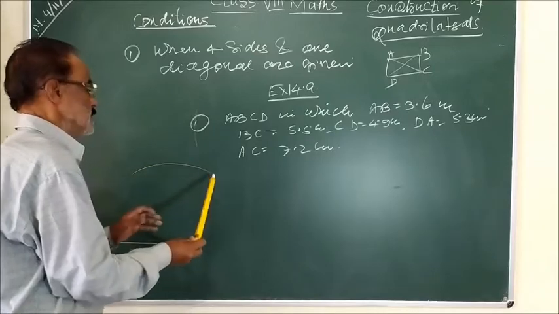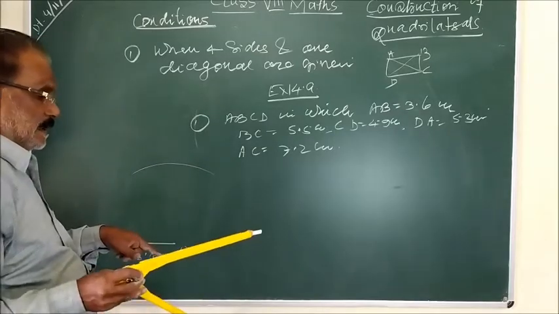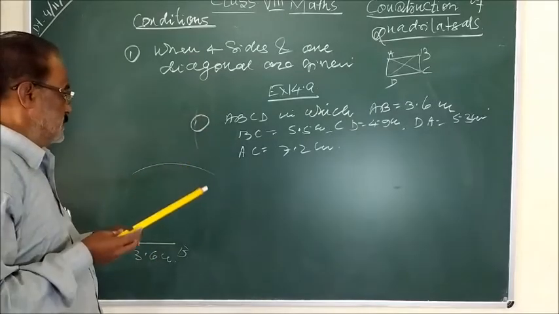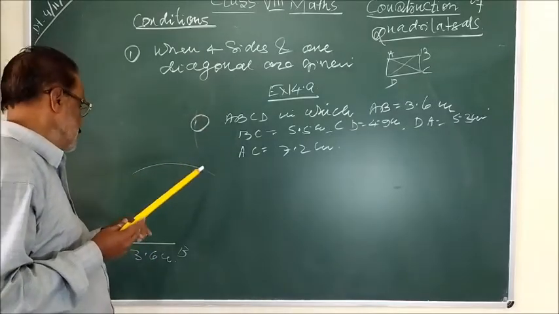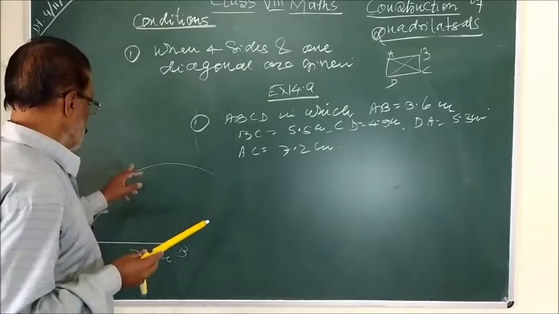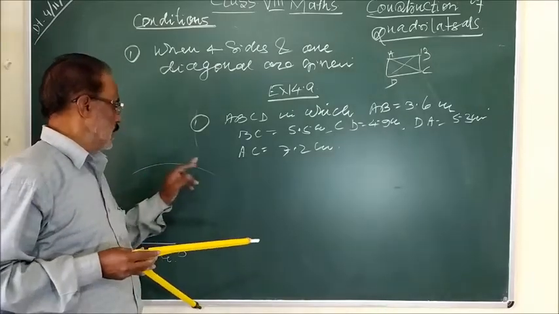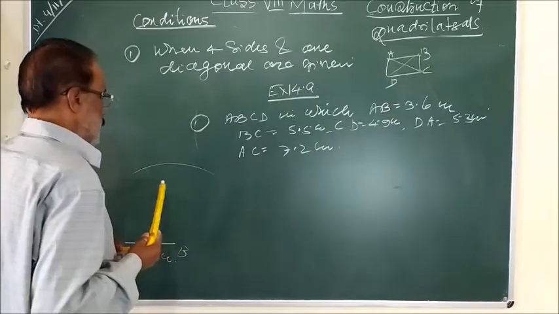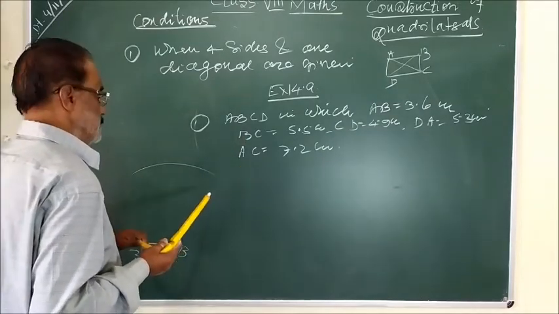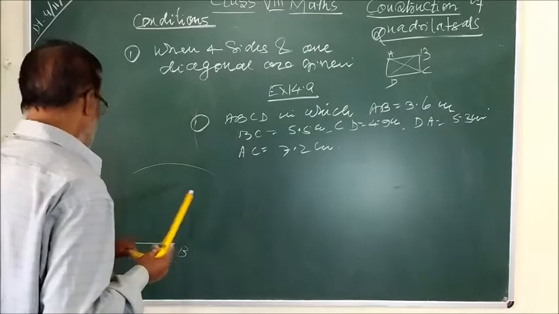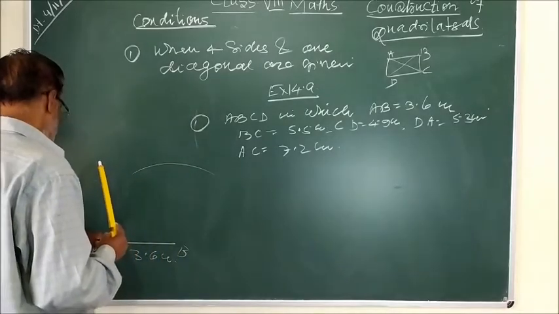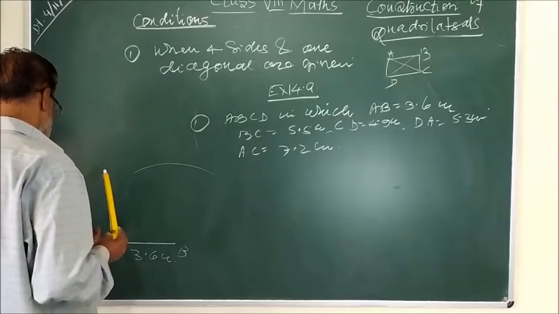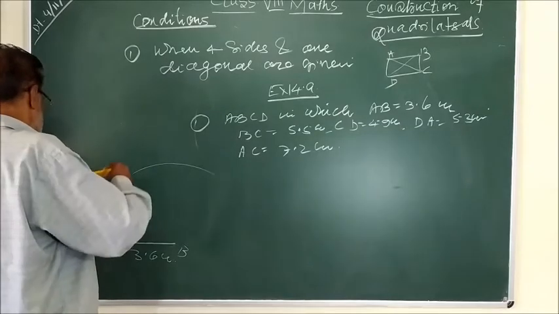You have to measure on the scale, and using the geometry box, pair of compass, you draw an arc. The point C will be on this arc because the distance is 5.5. And now you see CD, DA. We know DA or AD, so from A you take the length of AD.